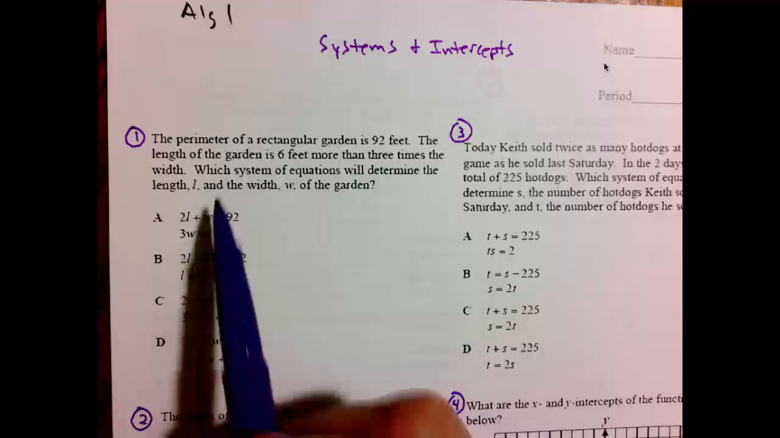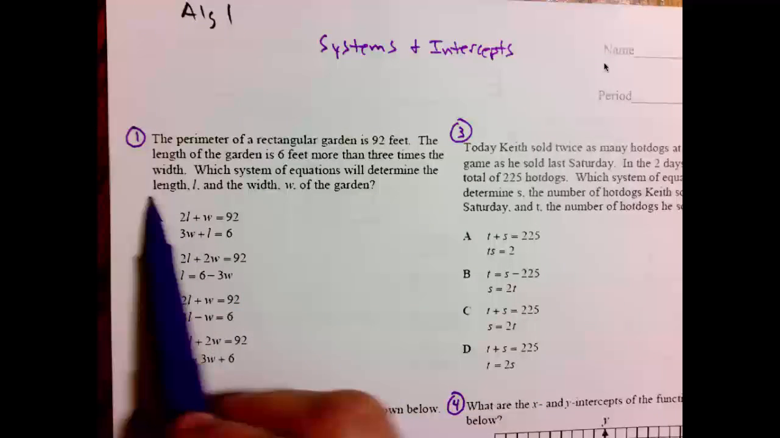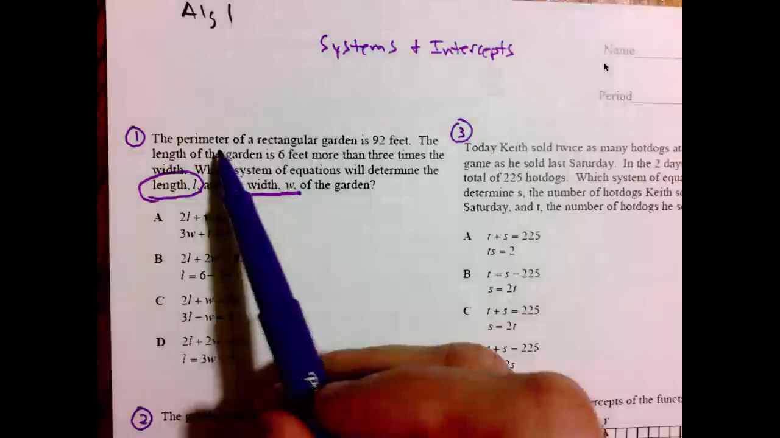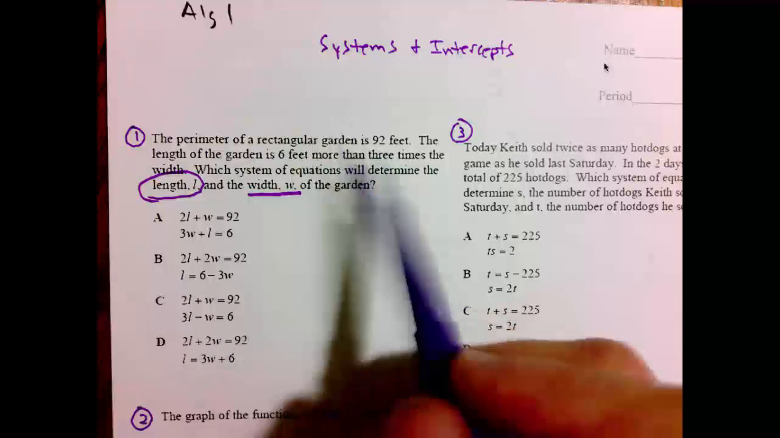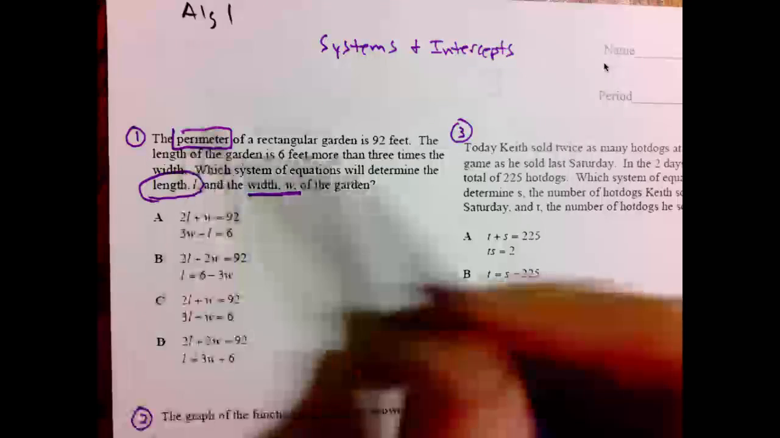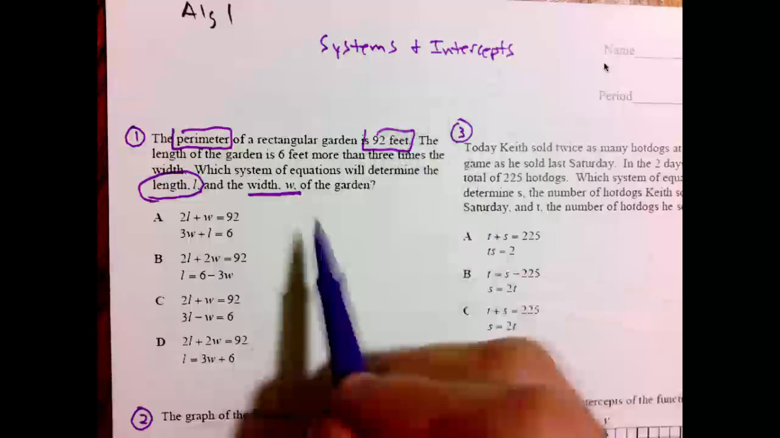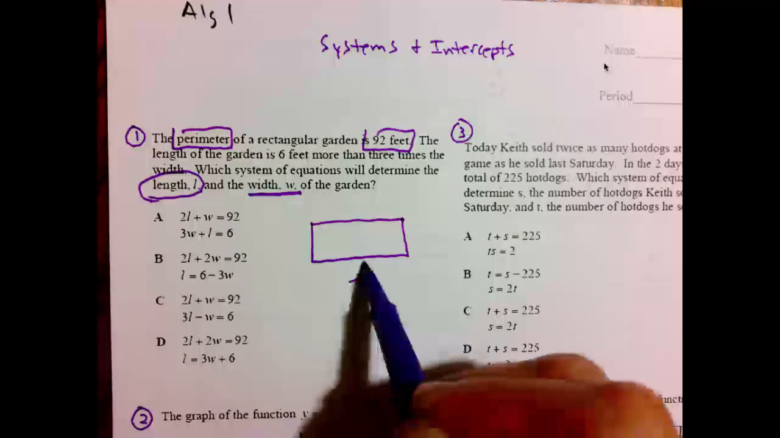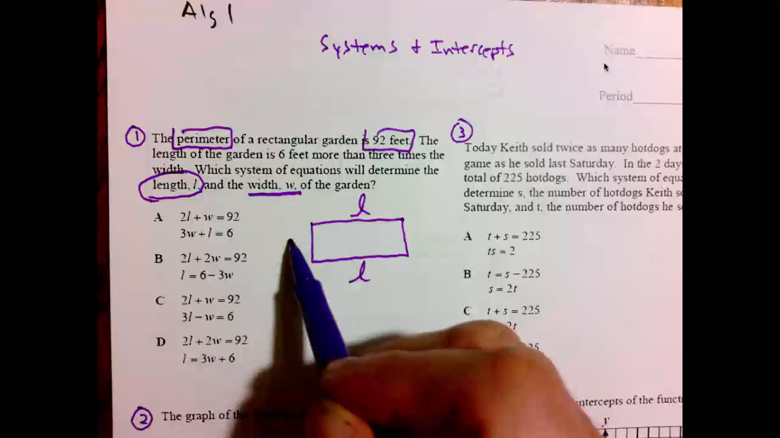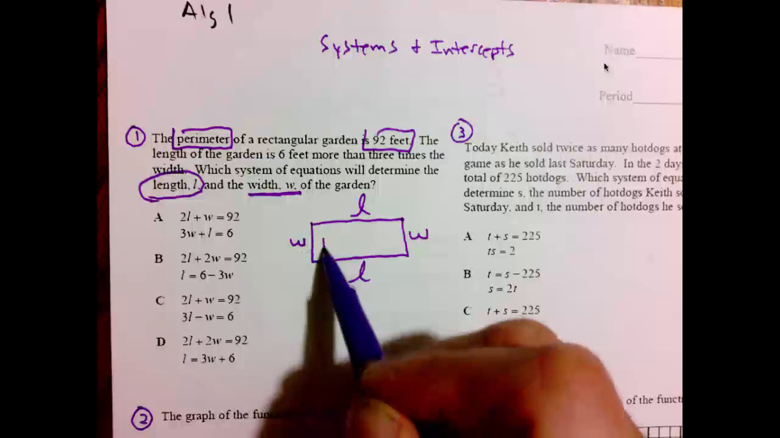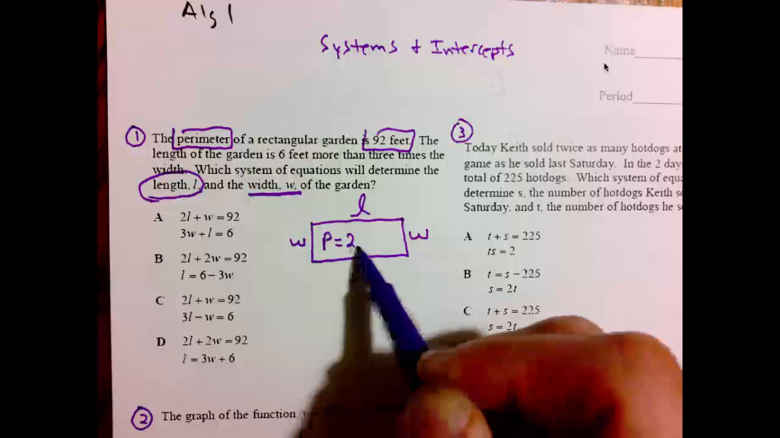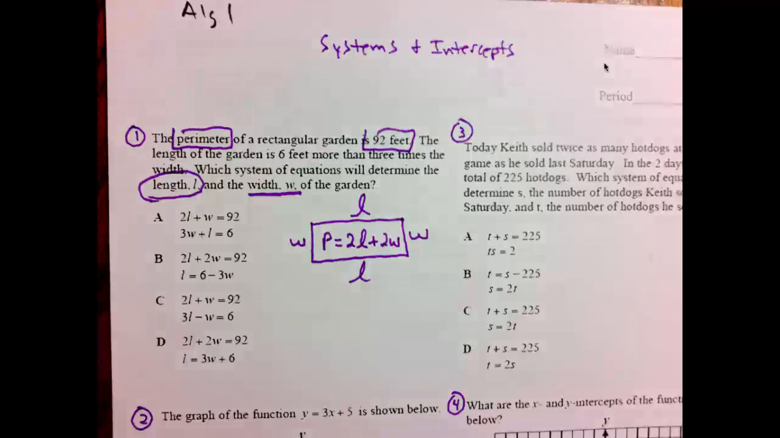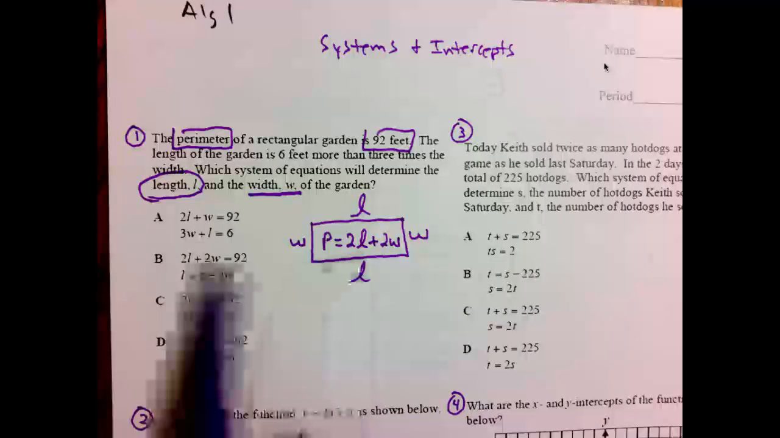Alright, number 1. Which system of equations represents L the length and W the width? The perimeter of a rectangular garden is 92. Well, I hope that you know for a rectangle you have 2 lengths and 2 widths. Thus, the perimeter is equal to 2 lengths and 2 widths. Alright, so we know this quantity here must be 92.